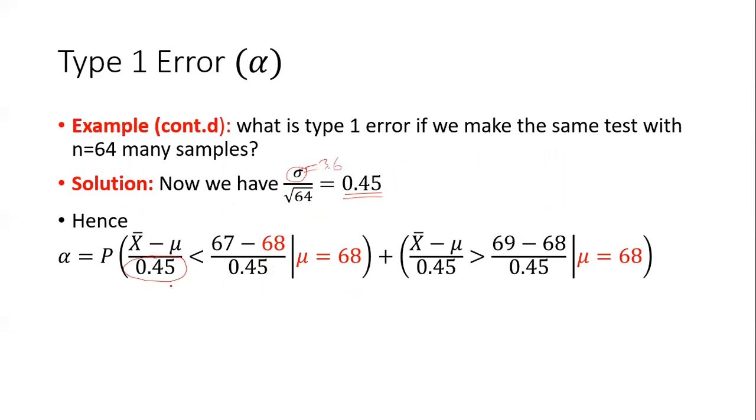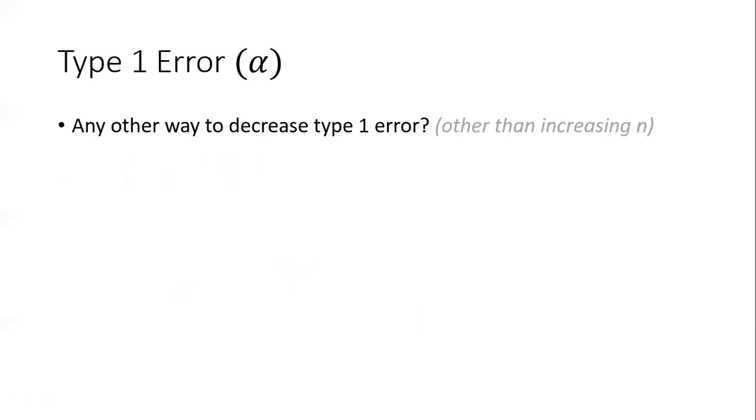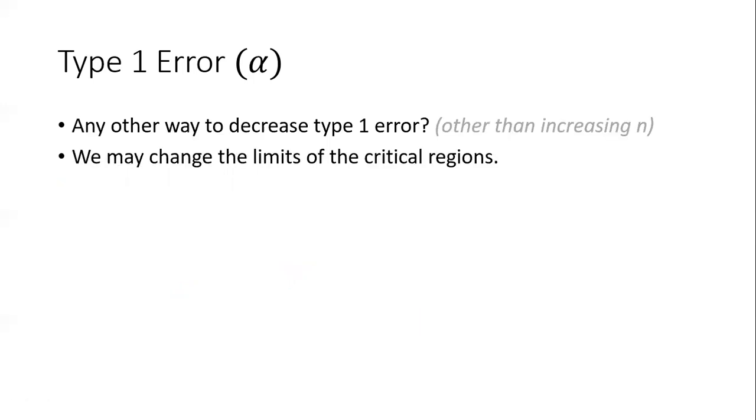So now alpha is equal to, I'm just making the same calculations, except here I have sigma over root n equal to 0.45. So just make the same probability calculations, right, using now this sigma, okay? Well, it turns out that the probability is 0.0264, okay? So this is 2.64%, which is very small when you compare with 9.5%, okay? That's much smaller.